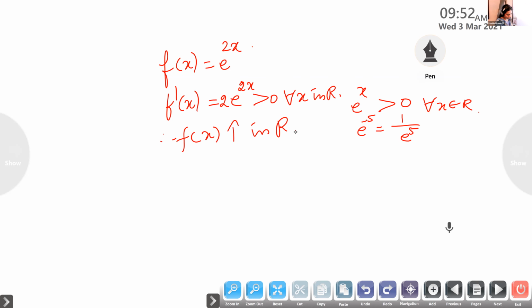Write the next one. Prove that f of x is equal to log x is strictly increasing on the open interval 0 to infinity.